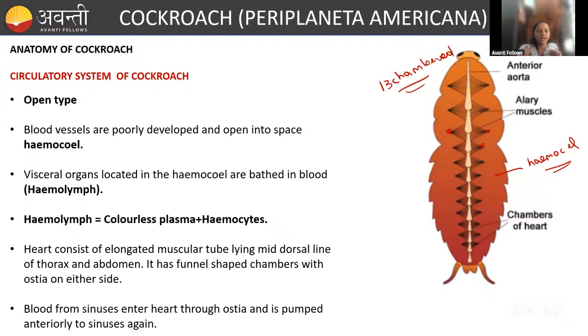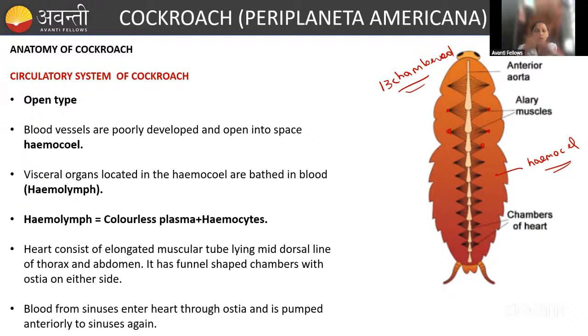Now what the heart will do is pump the blood. Here you can see there will be ostia. The blood will enter through the ostia. Then there will be alary muscles. The alary muscles will help in the contraction of the chambers. Now the blood will be pumped directly, like this. Directly it will pump, and all the organs are bathed. Just as when you pour water, all the things are bathed in the water, right?